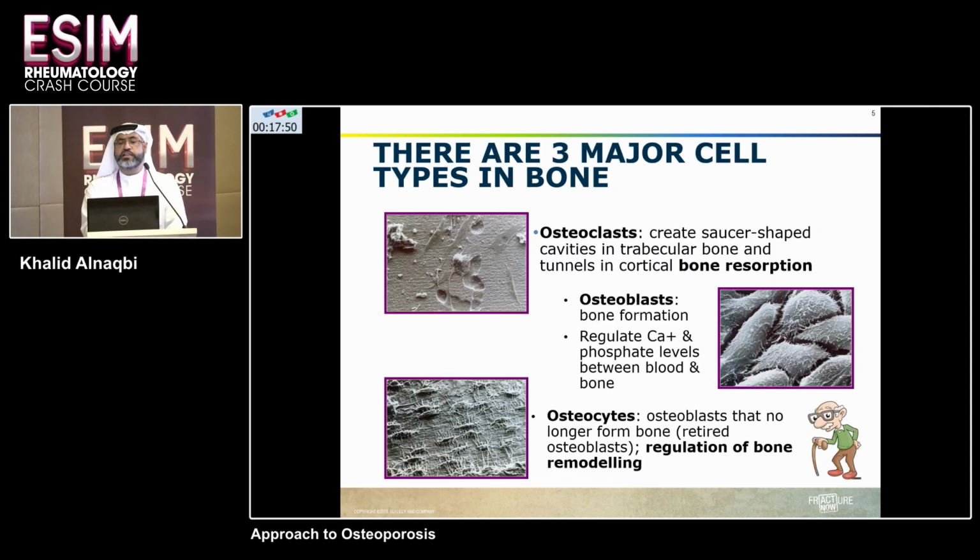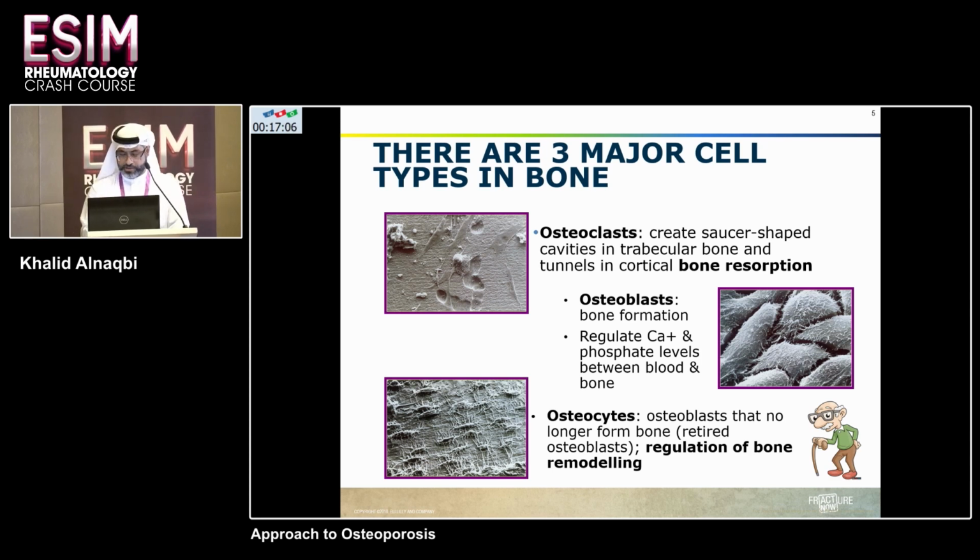So there are 3 major cell types in bone: osteoclast, osteoblast, and osteocytes. Osteoclasts create saucer-shaped cavities in trabecular bone and tunnels in cortical bone resorption. The osteoblast, they are related to bone formation. Bone formation regulates calcium and phosphate levels between blood and bone. The osteocytes, think of them as retired osteoblasts that no longer form bone. They are involved in regulation of bone remodeling. So basically, our main focus here is osteoclast and osteoblast. Clast is the one that eats up the bone, bone resorption, and the blast is actually the one with building.